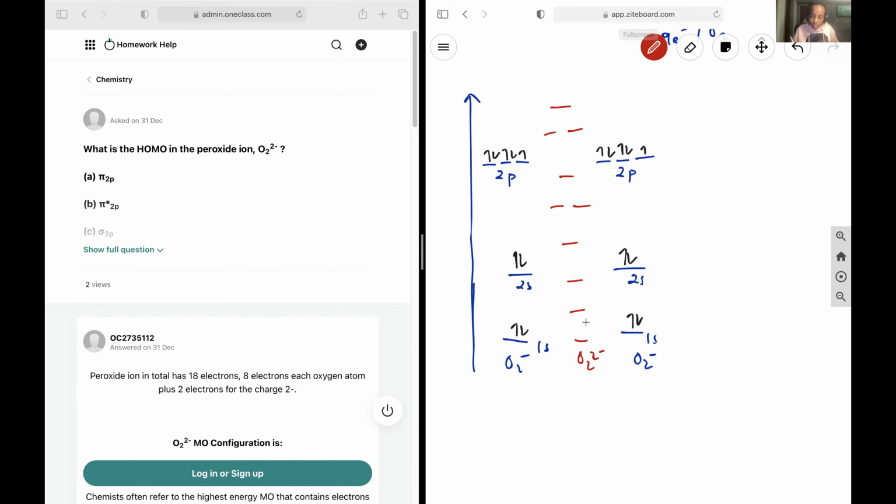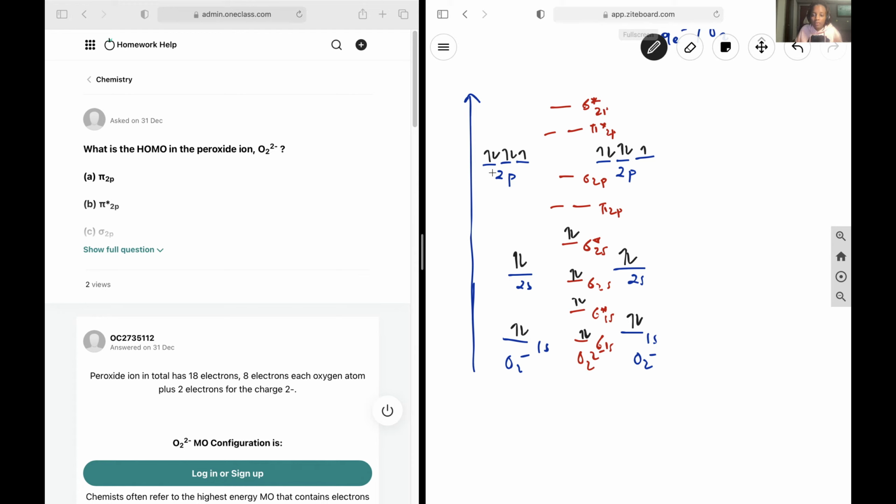Okay, and then let's go ahead and label them. So sigma 1s, antibonding sigma 1s, sigma 2s, antibonding sigma 2s, pi 2p, sigma 2p, antibonding pi 2p, antibonding sigma 2p. And then let's just go ahead and fill in all of those electrons. So we have 4 here to distribute among 4 places, so they'll all be filled in. Another 4 in 4 spots.